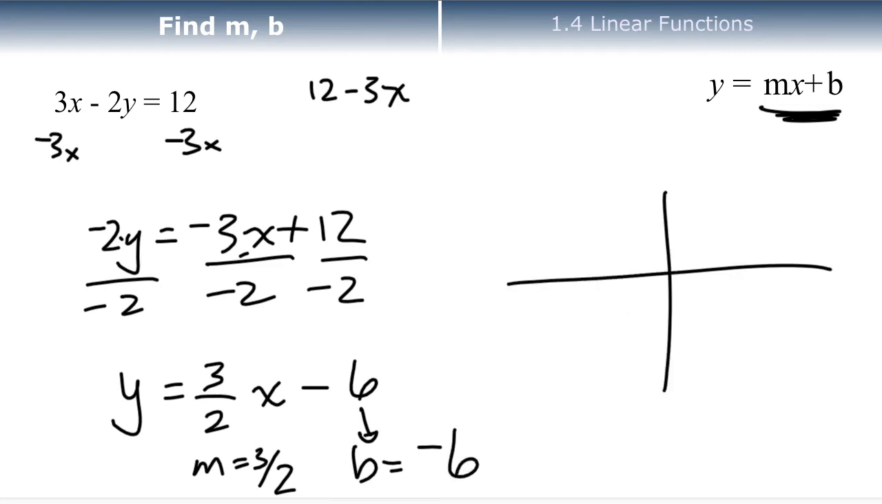To graph that, the y-intercept is down here at -6, that's where it crosses, right there. The slope is 3 over 2, so I could come up 3 and go over 2, and I'd have a point. Up 3 over 2, I'd have another point. And I could draw a line between those. That would be the graph of this function.